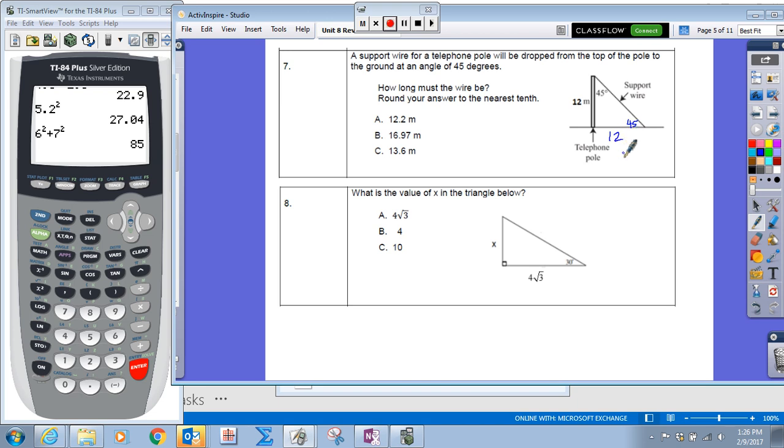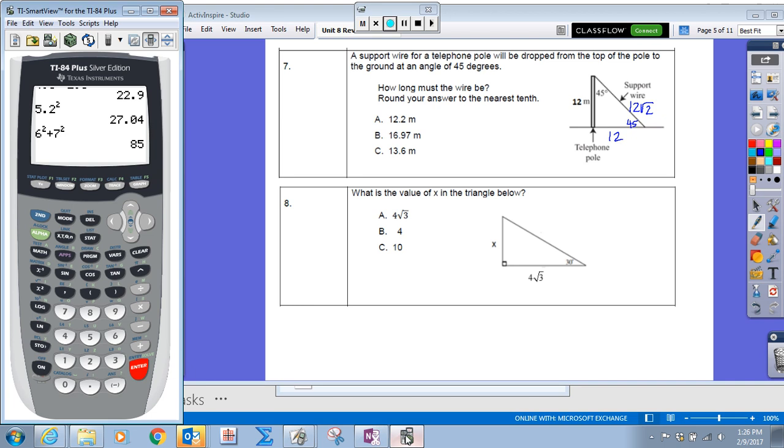And then we just know that to go from our leg to our hypotenuse, it's going to be 12 root 2, times the square root of 2. So we're just going to put that in our calculator. Do 12 and then the second button, and then get that square root and put in 2. So your answer is 16.97, so B.